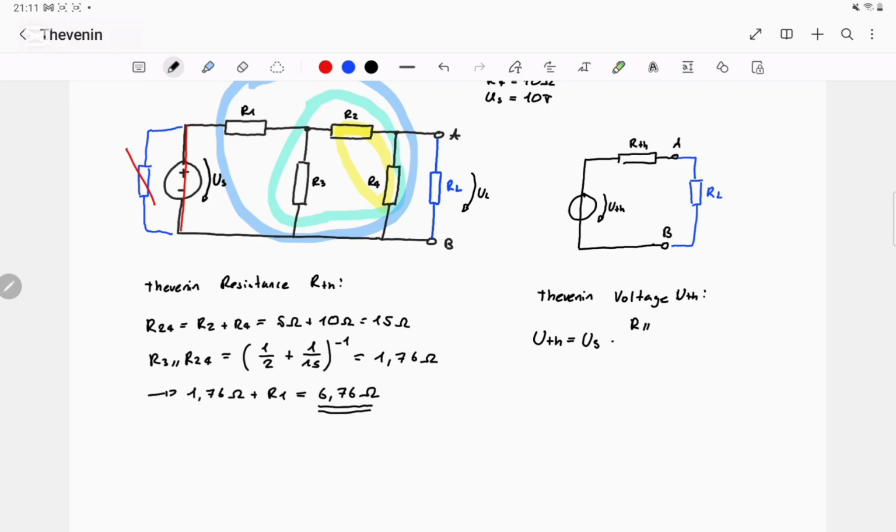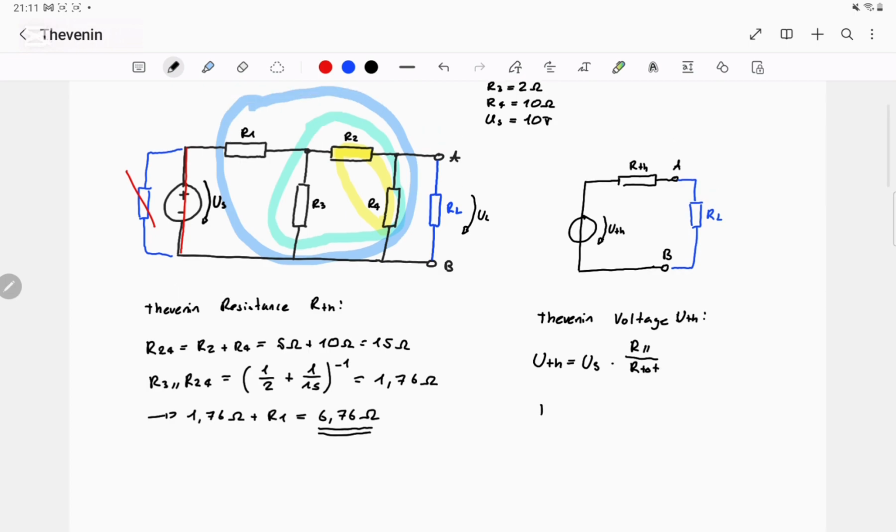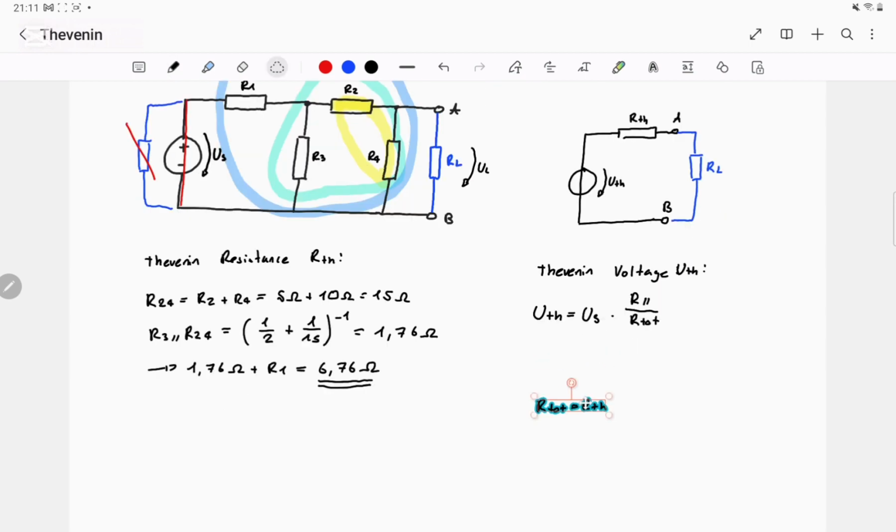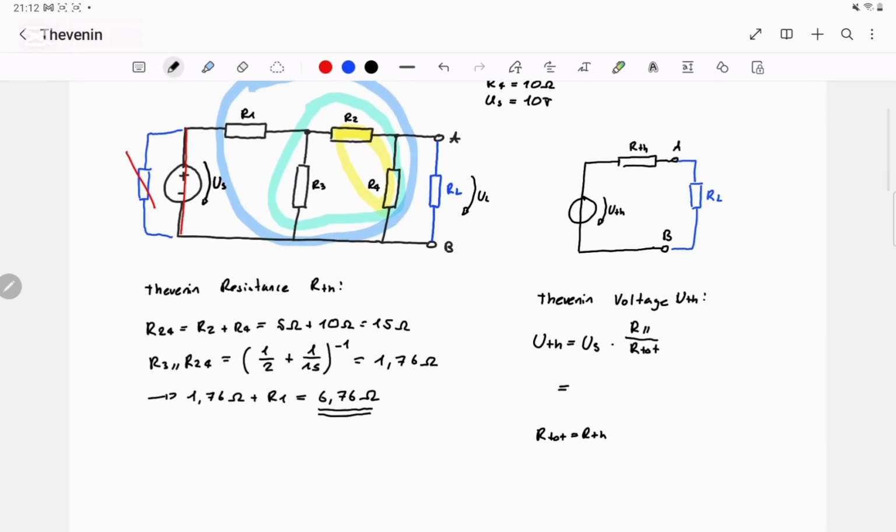In our case, the total resistance is just the Thevenin resistance we already calculated, 6.76 ohms. The resistance of the parallel network is the 1.76 ohms we found earlier. So we multiply the source voltage, which we'll assume is 10 volts, by 1.76, then divide the result by 6.76. This gives us a Thevenin voltage of approximately 2.6 volts.